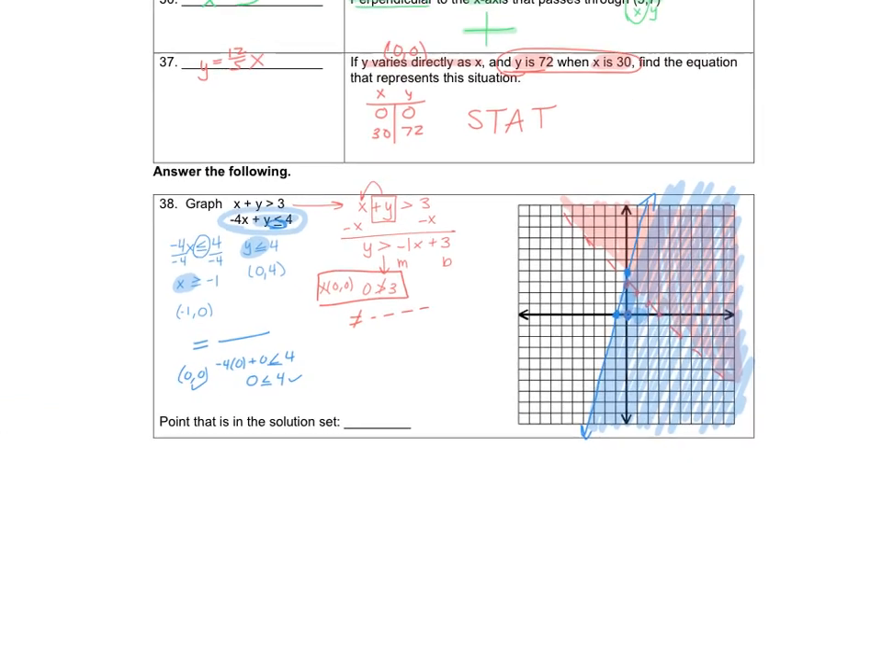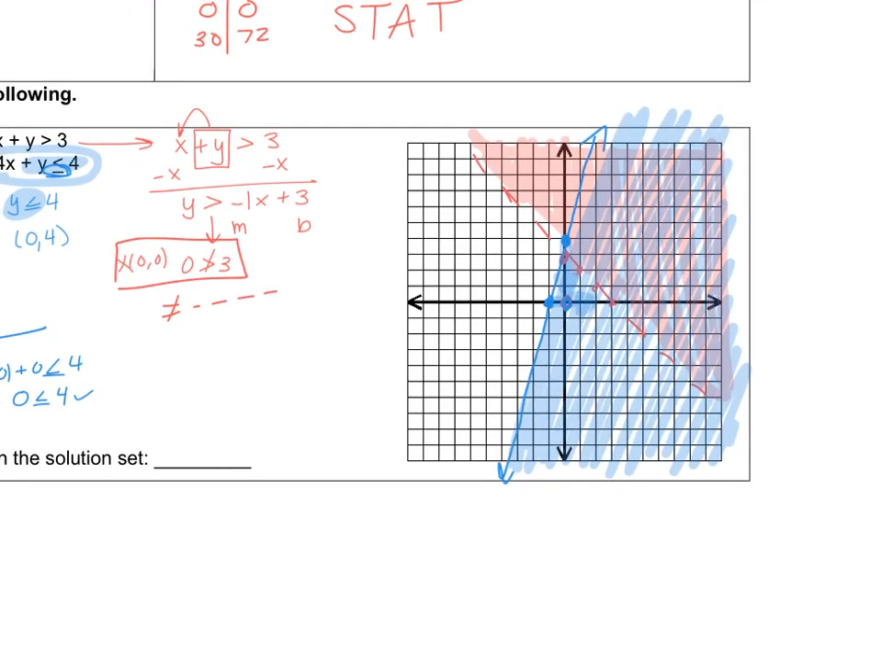Now, for here, if they want a point in the solution set, I want where both of them are overlapping. So that means I want this piece here that I'm currently coloring green to be my solution set. Where they both overlap, that's my solution set. So let's make a little arrow. Point, solution, set.